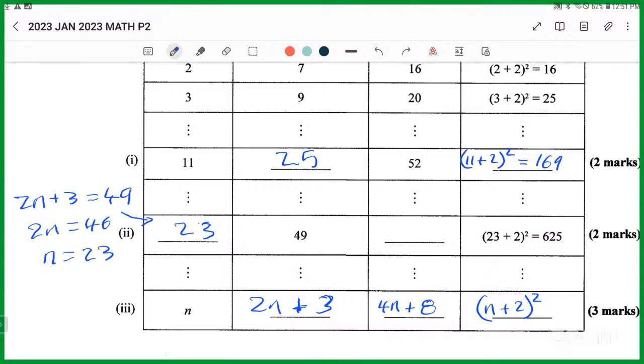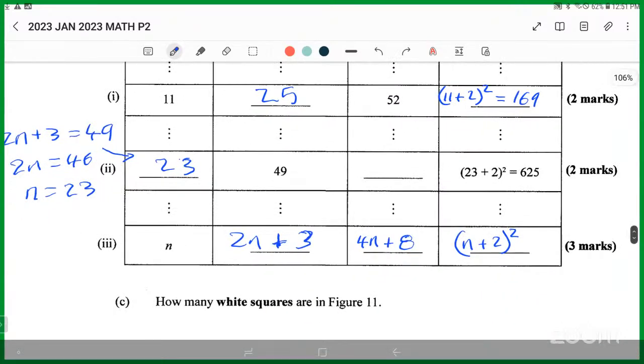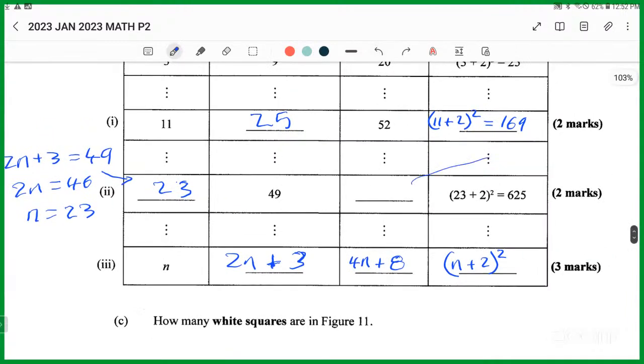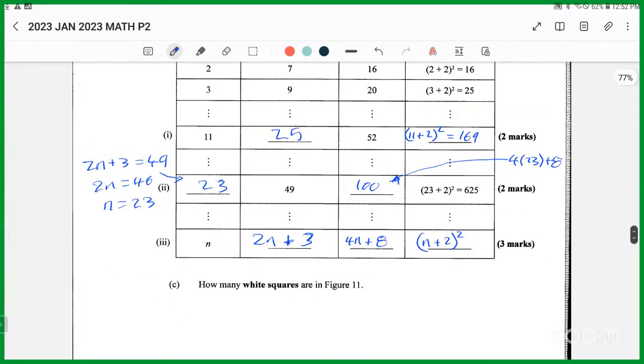Then now we take the 23 and drop it on this formula. 4 times 23 plus 8 is 100. I believe it. Table done. Sweet.